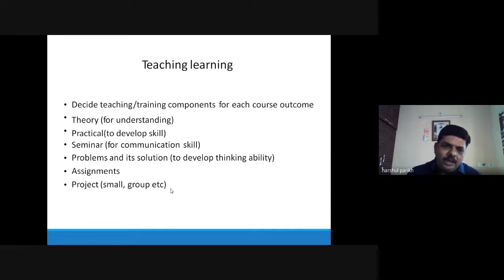In teaching learning, we are involved in theory classes. We are taking practicals, which develop skills in the students. We ask the students for seminars for communication skills. We give tasks and certain assignments which involve problems and ask the student to find the solution. That means it develops thinking ability. And for collaborative pedagogy, we ask them for a project also.